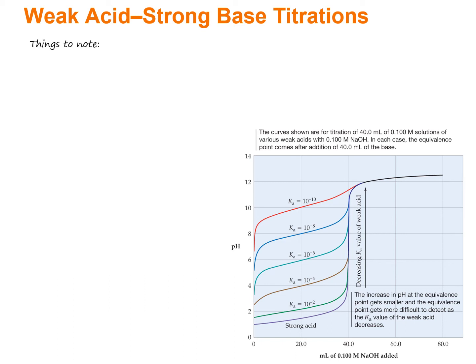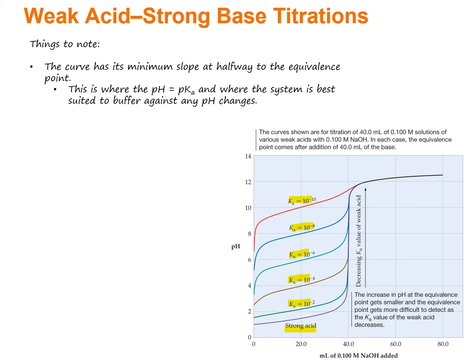And if we look on the curve, if we're looking for the minimum slope that we see in each of these titration curves, which are given for different types of Ka. The one that we start with down here at the bottom, the strong acid, that's obviously the strongest. And then as we move up further, we're getting weaker and weaker acids. And one thing that we should note here is that the minimum slope, or the halfway point to the equivalence point, is where the pH equals the pKa.